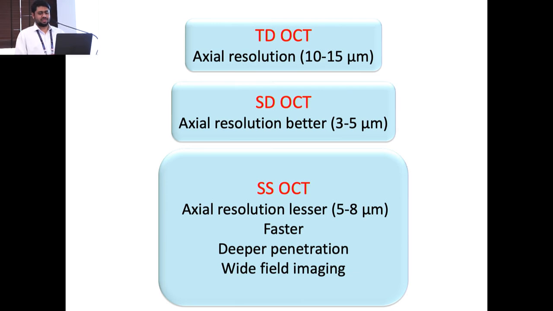In time domain OCT, the axial resolution is usually less, 10 to 15 microns. The older version has that, and the newer spectral domain OCT has a very good axial resolution. We can pick up many finer details using the spectral domain OCT. In the swept source OCT, the axial resolution is comparatively a little lesser, but it is faster. It can take a deeper picture, and it can analyze a wide field. Even in hazy media, in cataract, it's very useful. But still, spectral domain OCT is the standard.